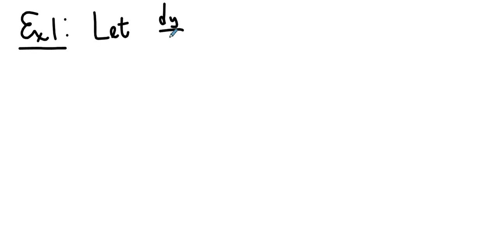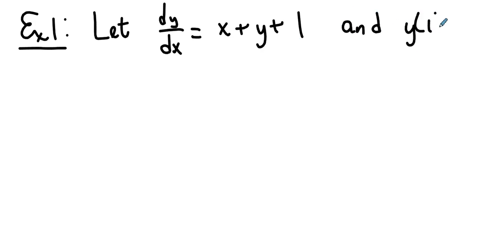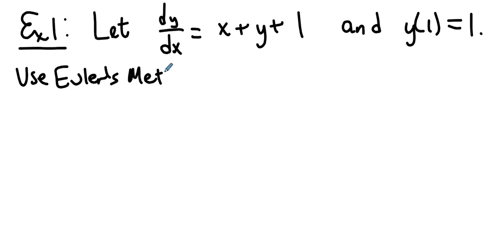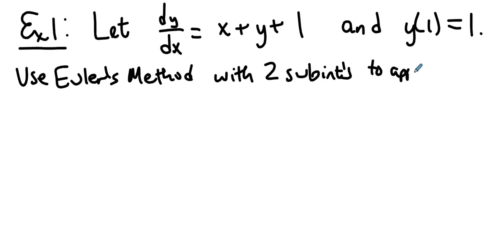So to do Euler's method, you need a differential equation. And this particular differential equation is dy/dx = x + y + 1. And you need a particular point on the curve. You have to know what the y value is at a particular x value. In this case, we're going to let x and y be 1. That's going to be a point on the solution curve. We're going to use Euler's method with two subintervals to approximate the y value at 1.2.